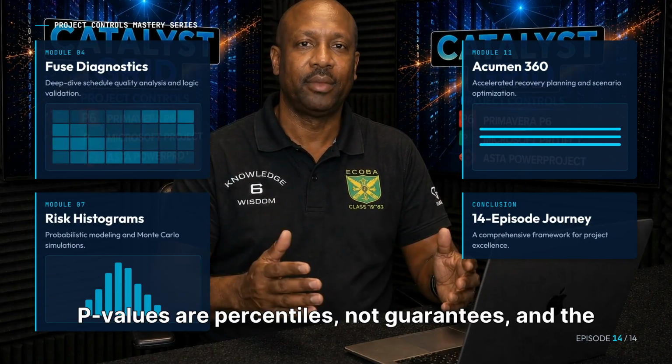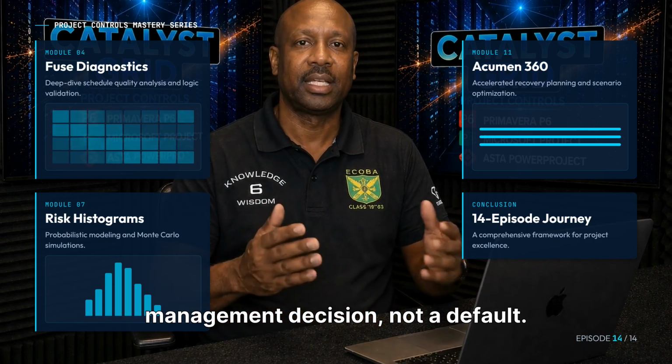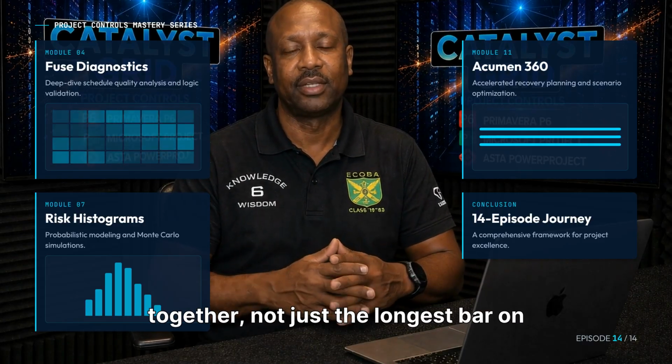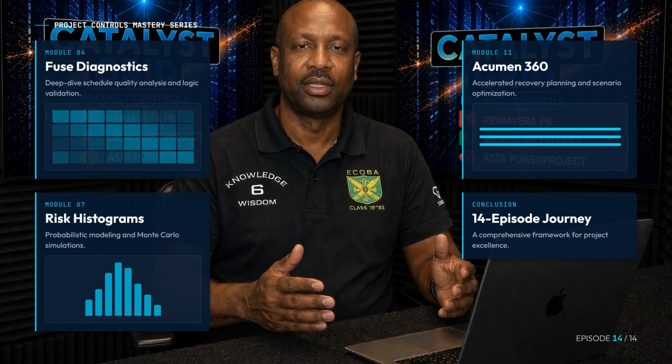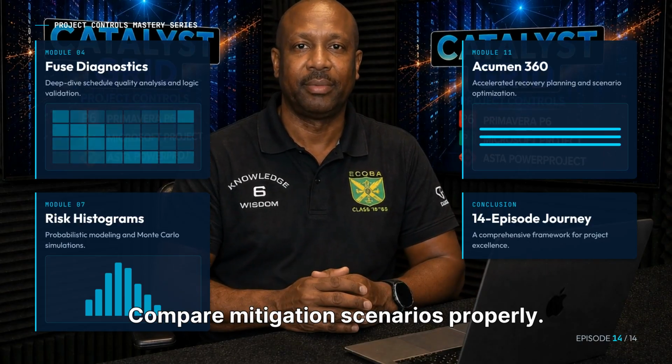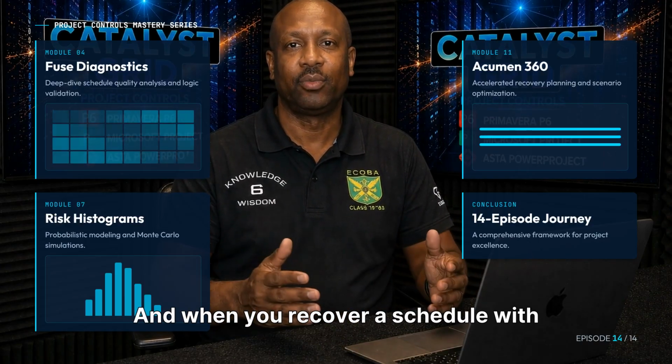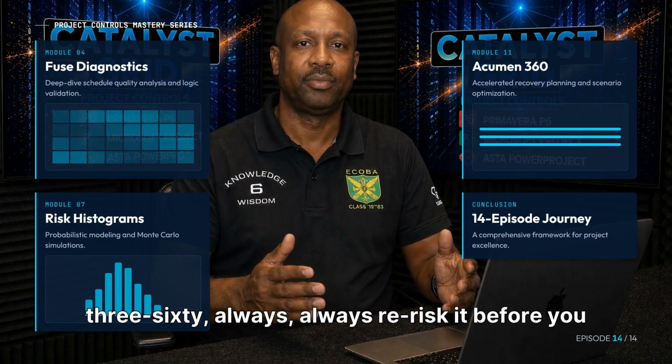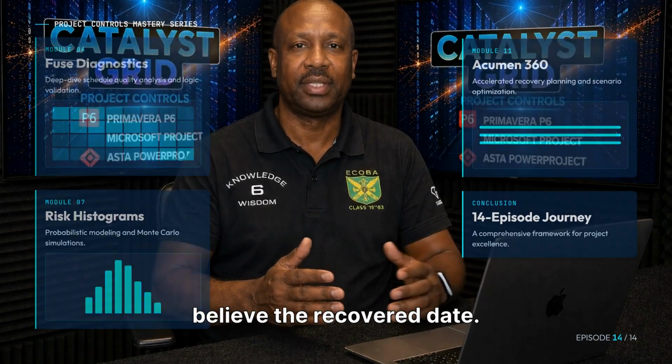Read the outputs like a professional. P-values are percentiles, not guarantees, and the confidence level you commit to is a management decision, not a default. Chase real drivers using criticality and sensitivity together, not just the longest bar on a chart. Compare mitigation scenarios properly, and when you recover a schedule with 360, always re-risk it before you believe the recovered date. Now the whole season, in one line.